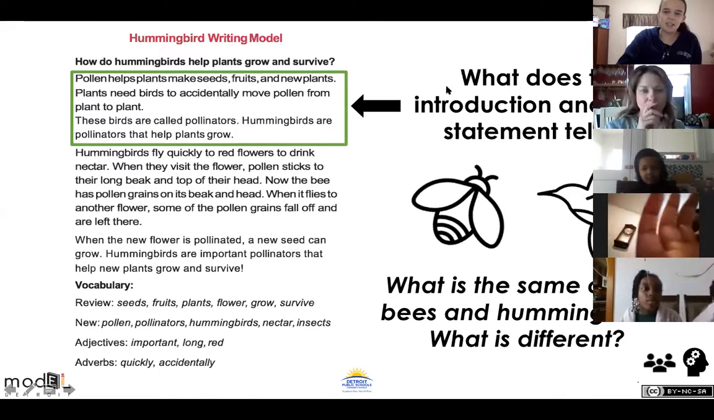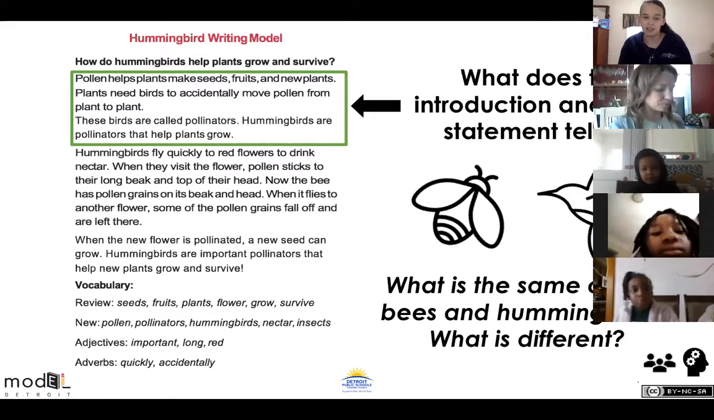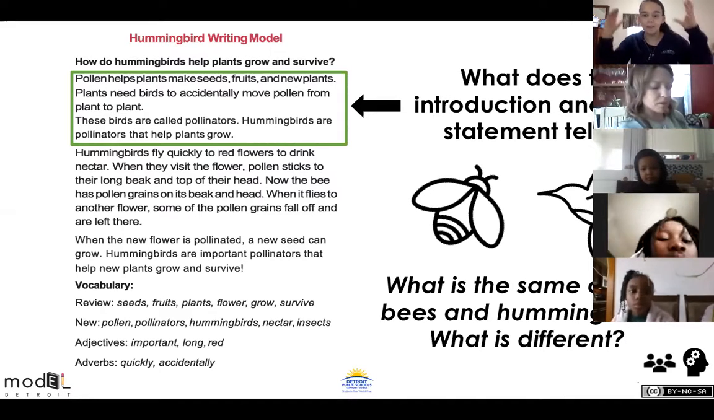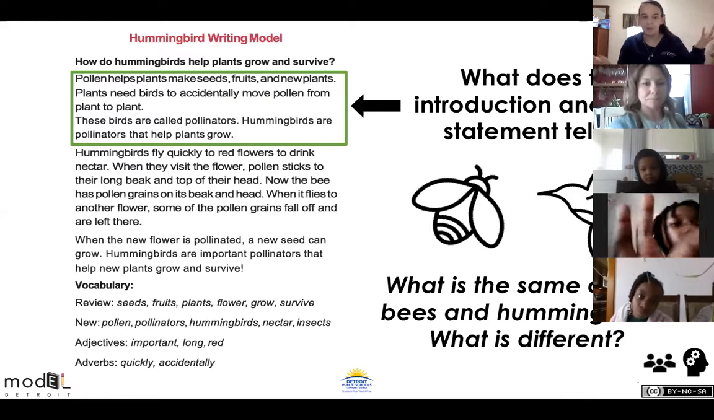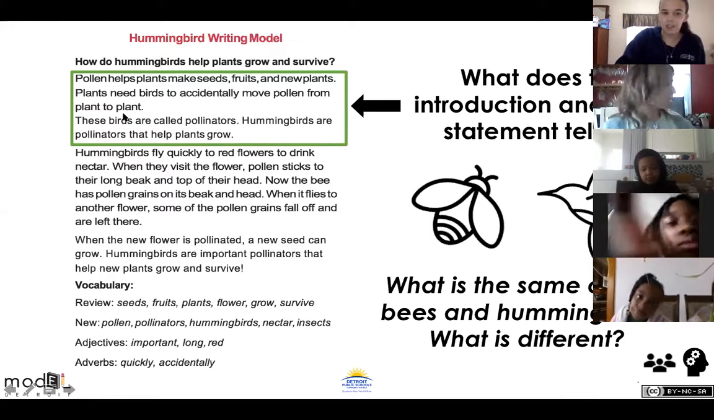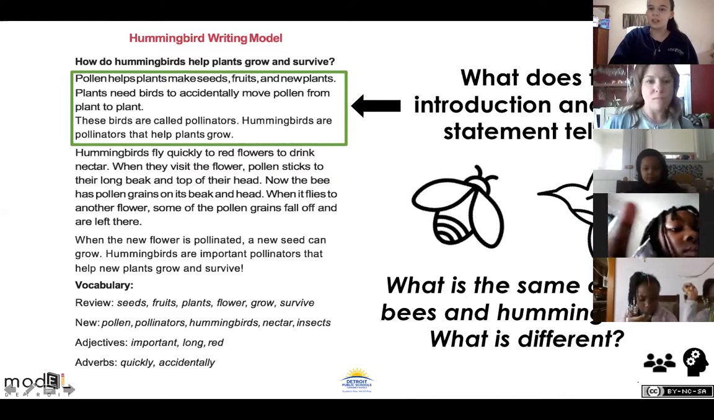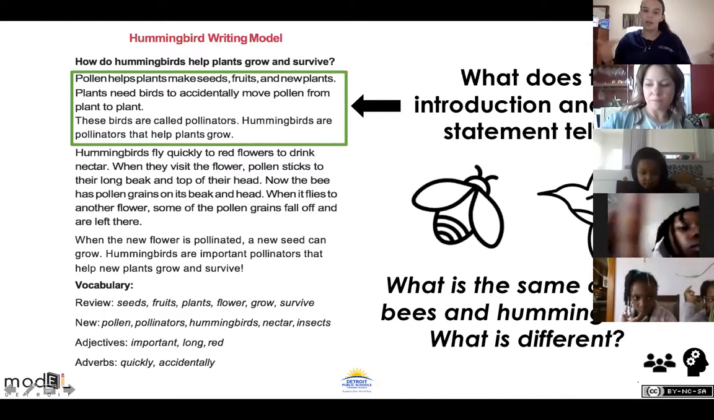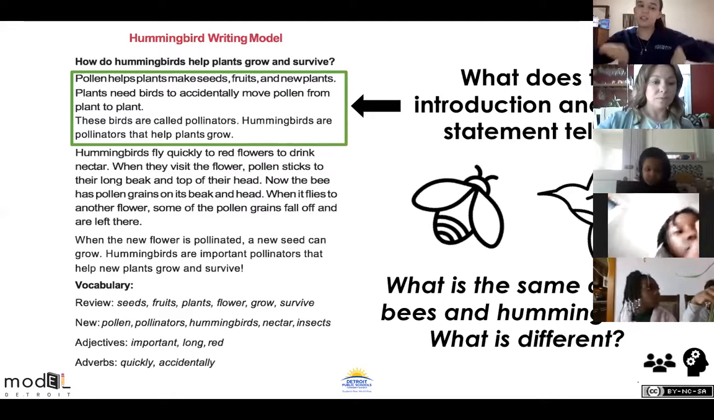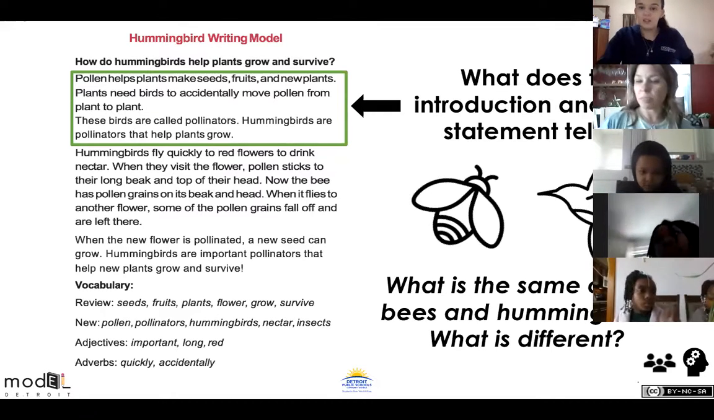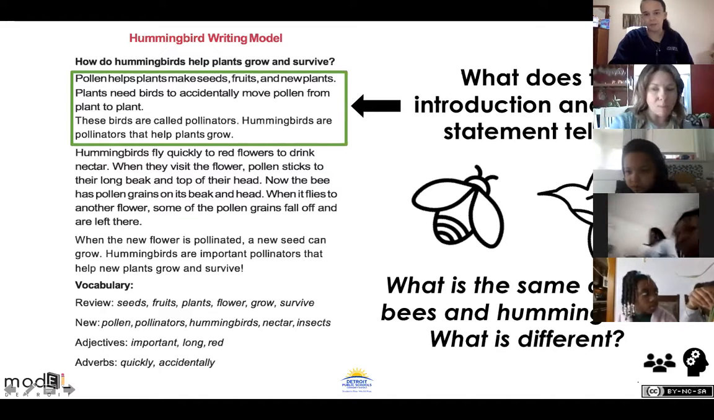Remember, the focus statement tells you what is the most important part of the learning that somebody is going to learn from your writing. What is the main idea, the really important fact that you need them to know? So in this writing, the focus statement is that these birds are called pollinators. Hummingbirds are pollinators that help plants grow. I'm telling you that you're not only going to learn about pollinators, but specifically you're going to learn about hummingbirds. It tells more detail about what you're going to learn about.